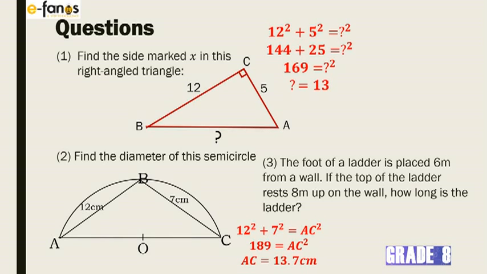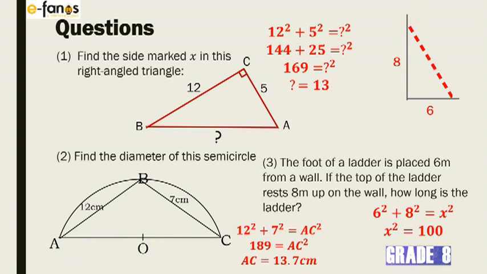Number 3, we need a picture. The foot of the ladder is placed 6 metres from the wall, and the top of the ladder rests 8 metres up the wall, and we need to find this length here. To do this, we do 6 squared plus 8 squared equals x squared. So x squared equals 100. So x equals 10 metres. And just check that this length looks reasonable in the diagram.